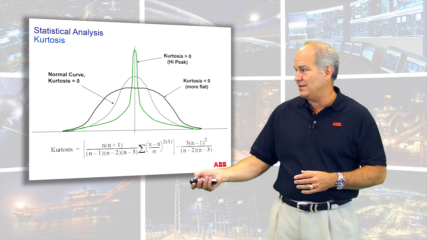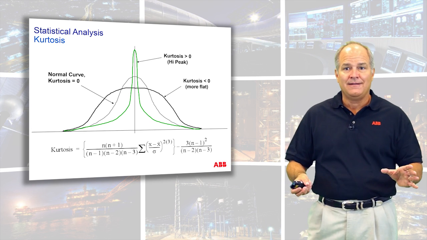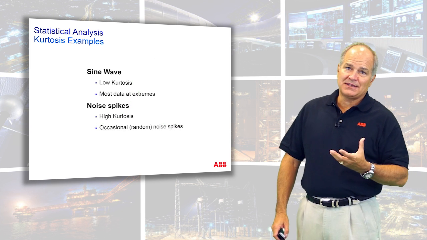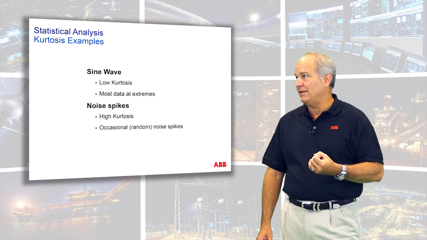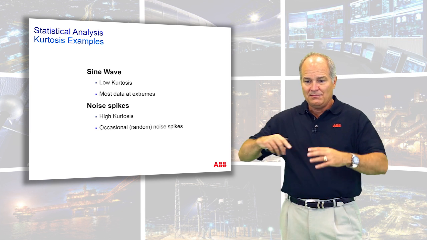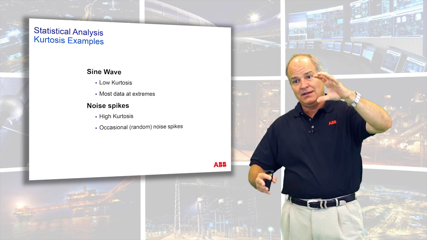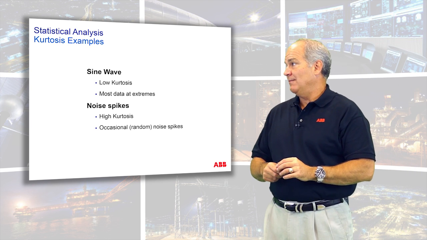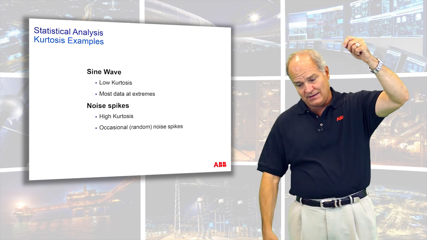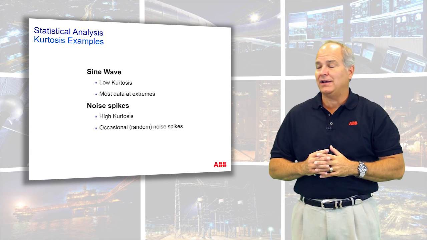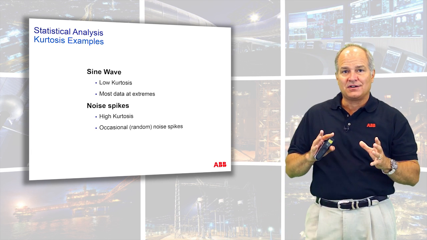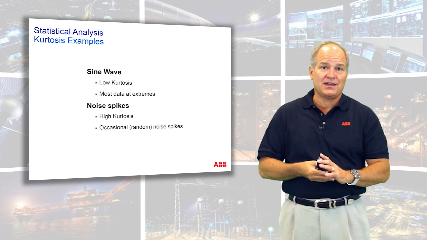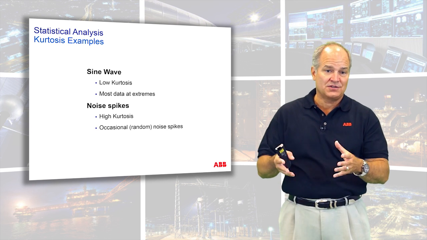Again, you can see the equation is pretty intense, but don't worry about that. There are algorithms that calculate that for you. Now, here are some examples of kurtosis. If you think of a sine wave, most of the data is at the top and the bottom, so you have a low kurtosis. Noise spikes, where you have a big spike, will push it the other way. So you can start to identify issues. And this is the building block of the loop performance channel, where we look for signal conditioning and disturbances and control.